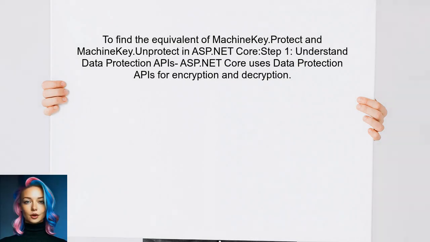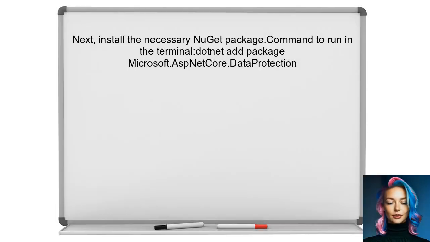To find the equivalent of MachineKey.Protect and MachineKey.Unprotect in ASP.NET Core, the user should start by understanding that ASP.NET Core uses data protection APIs for similar functionality. Next, the user needs to install the necessary NuGet package. This can be done by adding the Microsoft.AspNetCore.DataProtection package to the project.